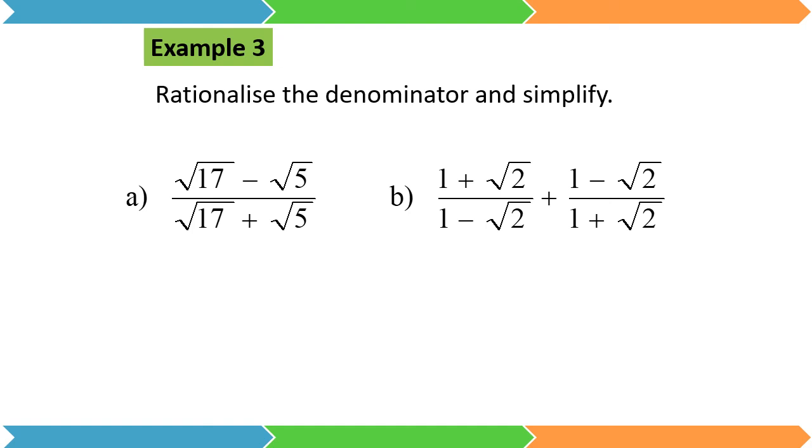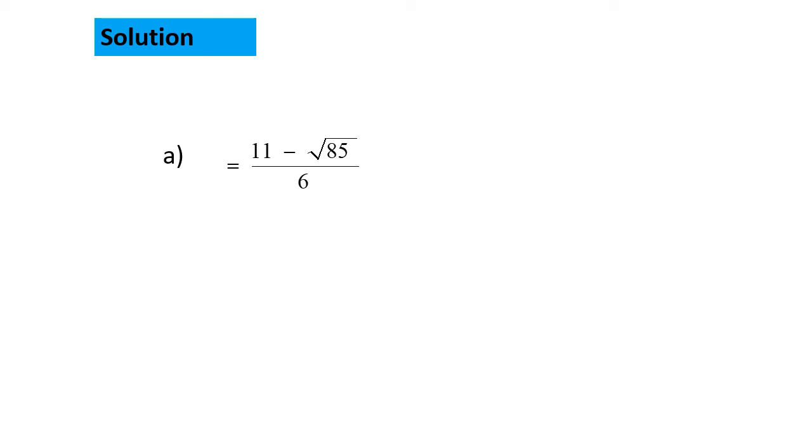Okay, for example 3, I want you to try on your own for question A. I give you the answer for question A, which is equal to 11 minus 85 over 6. So please try on your own for question A. Let's move directly to question B.